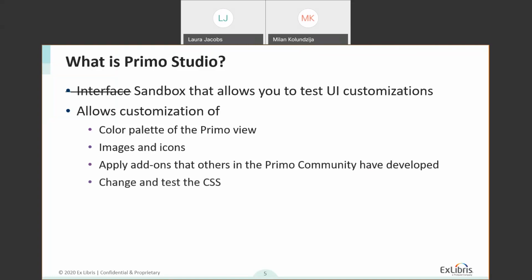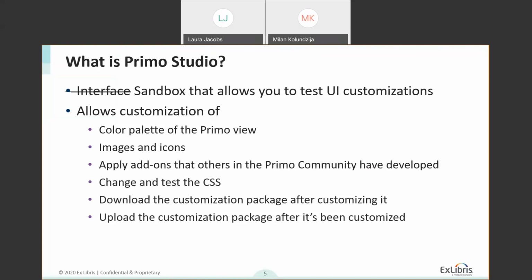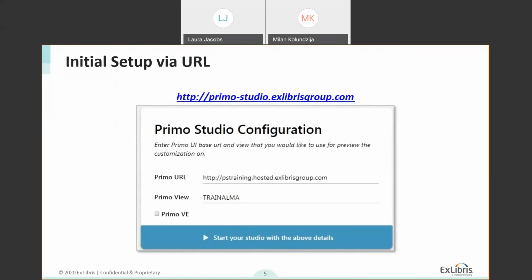You can also change and test the CSS. You can also change and test the HTML directly with an editor that's built into Primo Studio. And you're able to download the customization package after customizing it, and then the upload process is actually what puts it into place into whatever view it is that you're editing.